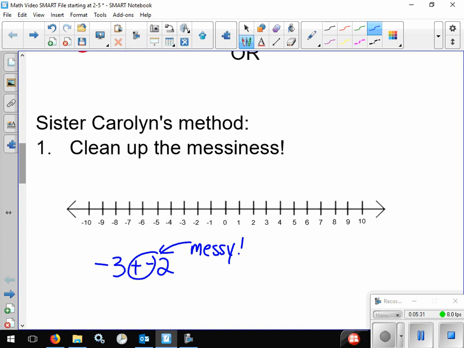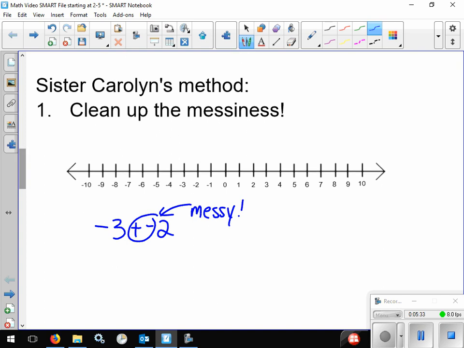That means I want every integer to have one sign or one operation. I'm saying this because in chapter 3, we're going to solve equations, and it's going to be a lot easier if you're used to having one sign or operation with every integer. So what does that mean, one sign? Well, -3, that's one sign. And when I say clean up the messiness, adding a negative is the same thing as subtraction. So -2. So I have one operation for every integer. It's one rule. I have one rule.